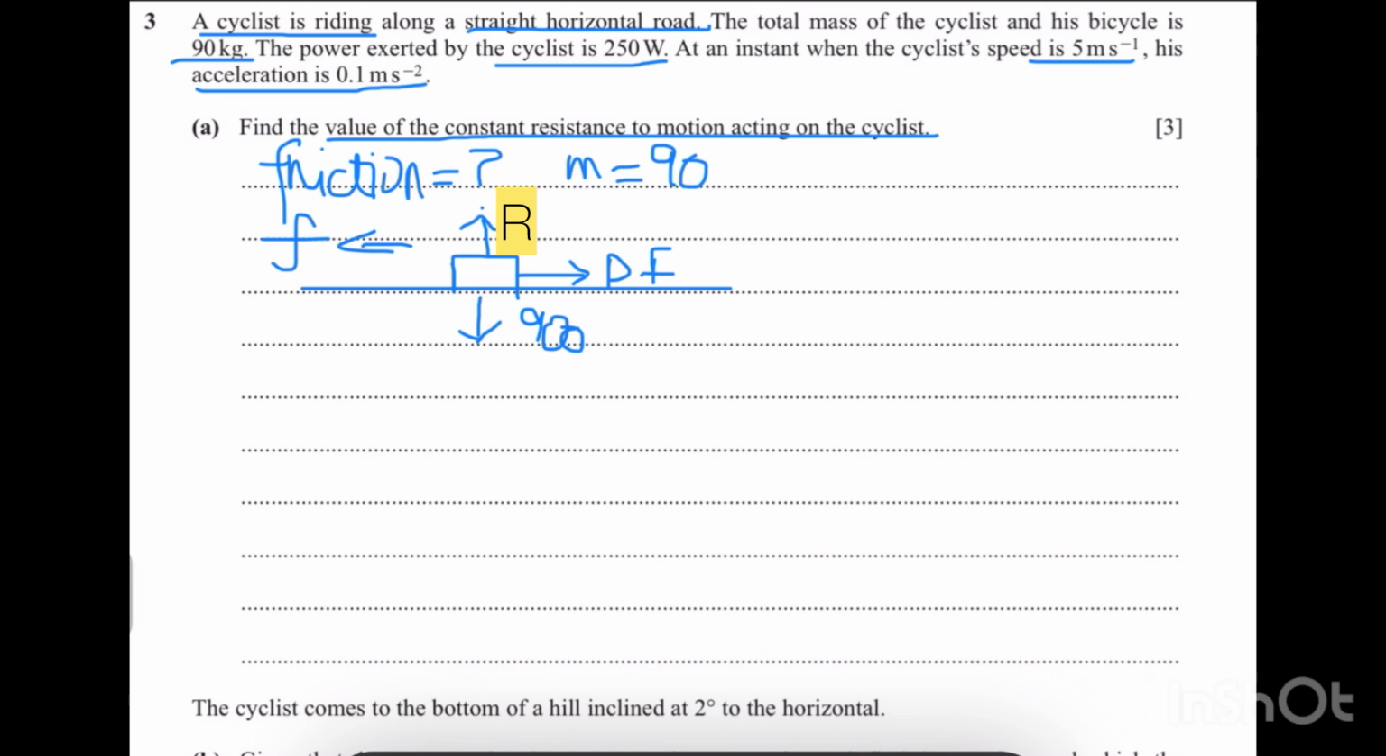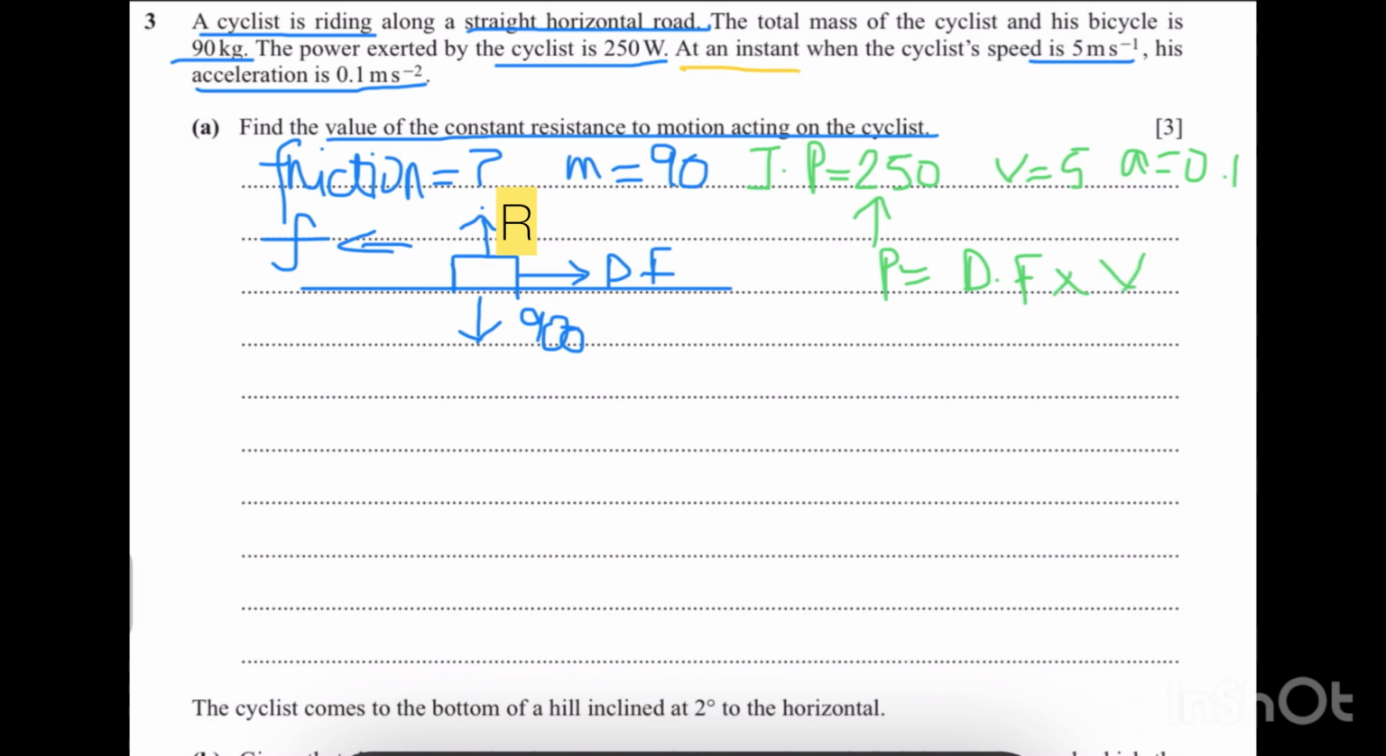First, they have told us that the power exerted by the cyclist is equal to 250 watts. And then at that instant, the cyclist's speed is 5. So the speed or the velocity is 5. The acceleration is 0.1. Another important thing to notice is that they have used the words at an instant. That means that this power given to us over here is instantaneous power. And the formula for that is the driving force multiplied by the velocity.